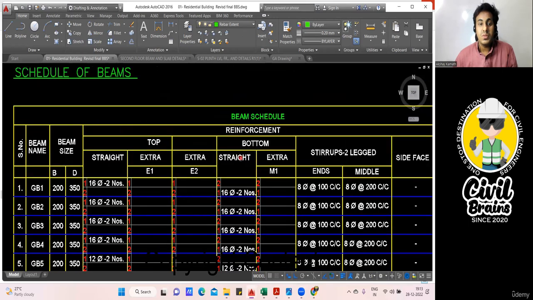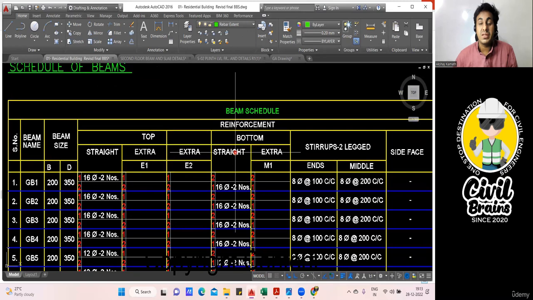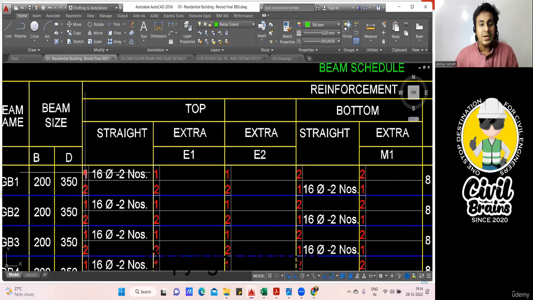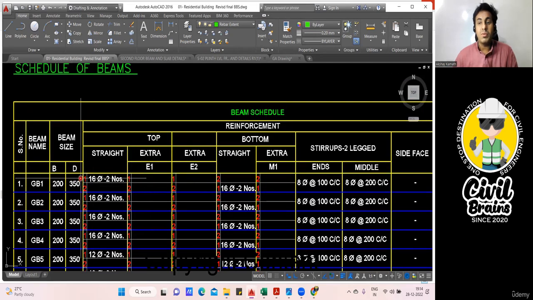Got it? So this is how we are able to understand. When I say top straight, it means straight bar; left extra, right extra, and this is bottom straight bar. This extra I'll explain to you later. Okay, this much is understood. Now after that they have written 1 and 2. What do you mean by 1 and 2?